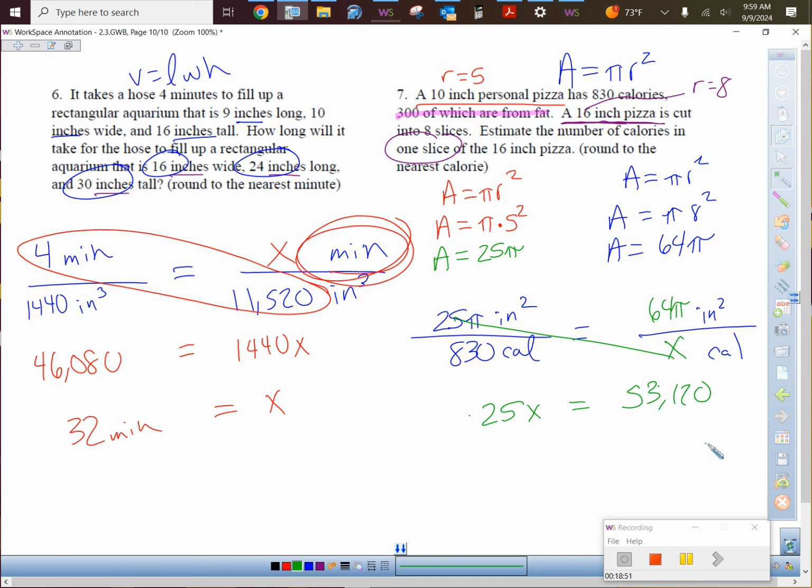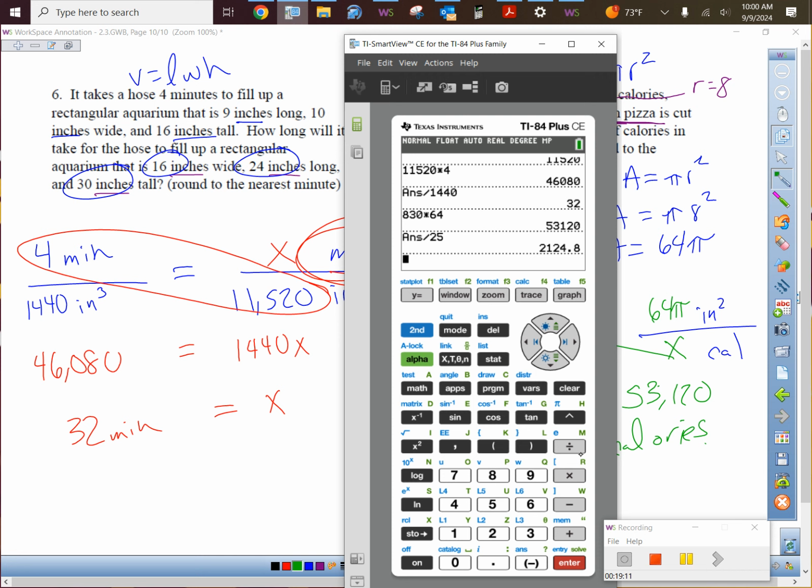Oh, but that's for the whole pizza, right? 2125 calories. I was looking at my answer and I forgot we're not done. That's the entire pizza. Didn't they split it up into 8 equal pieces, right? So how would you figure out one slice? What would you have to do to that number right there? Divide by 8, right? I'm going to not even round. I'm going to use this number and just hit divided by 8. And that's where we'll go, how about 266 calories in a slice, you know? So I kind of didn't even realize I wasn't finished.